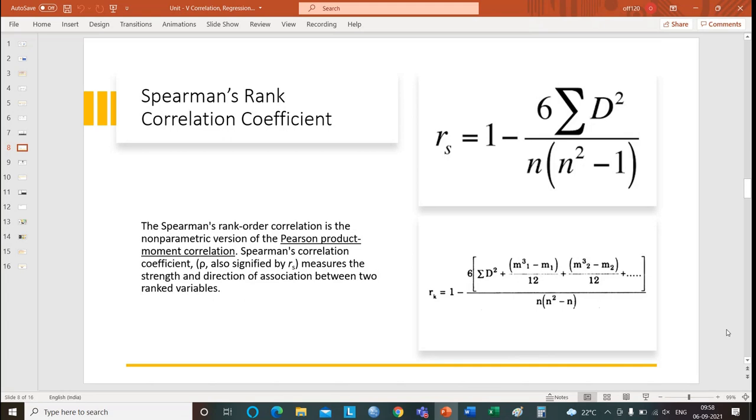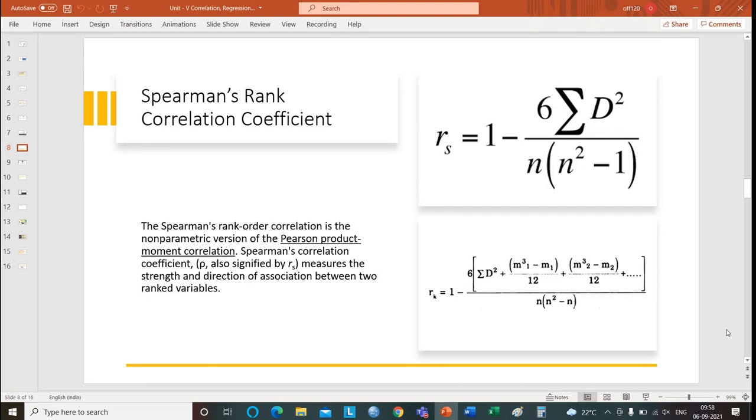But we have exceptional cases where marks keep repeating. In that situation, we have the next formula, which is called Spearman's repeated ranks formula. That is 1 minus 6 summation d square plus m cube minus m, that means m cube minus m, divided by 12, into n, sorry, it is n into n square minus 1. The denominator is always common.